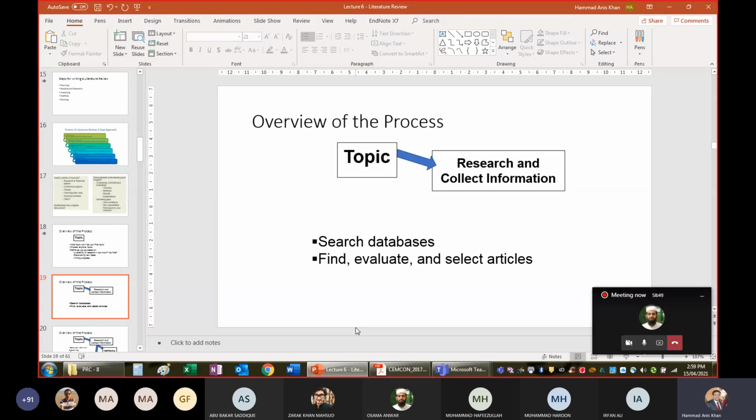After that you will be doing research and collecting the information. So you have a broader topic and you have started researching, you are reading papers, you are studying the databases, and you find, evaluate and select an article. And whatever you are selecting and evaluating, you keep it in a proper record. I will also teach you how to record the literature with whatever you are studying.